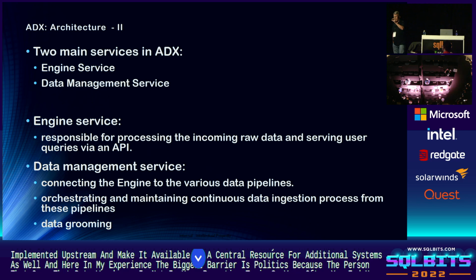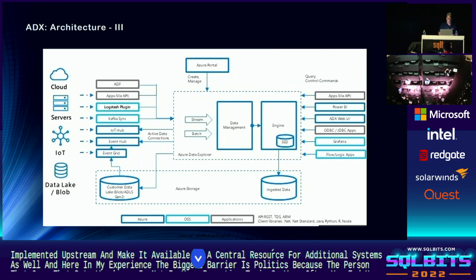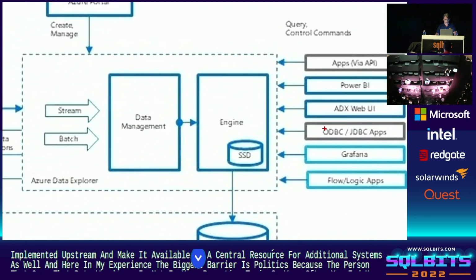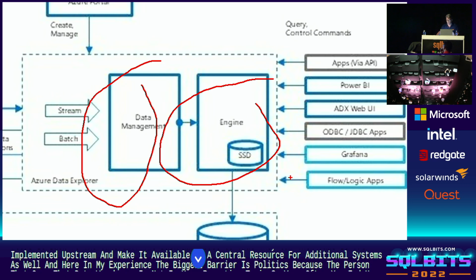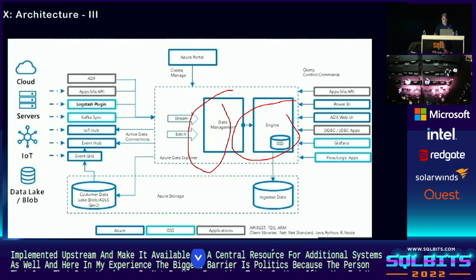Essentially, you don't really care about that. When you are setting up a cluster, you're getting two endpoints. You're getting a query endpoint and you're getting an ingestion endpoint. And you are querying against the query endpoint, strangely enough, and you are ingesting through the ingestion endpoint. And that's all you need to worry about. So the architecture looks something like this: we have the data management service, we have the engine service. The engine service talks to the SSD, and the engine service also talks down to the blob, to the Azure storage.